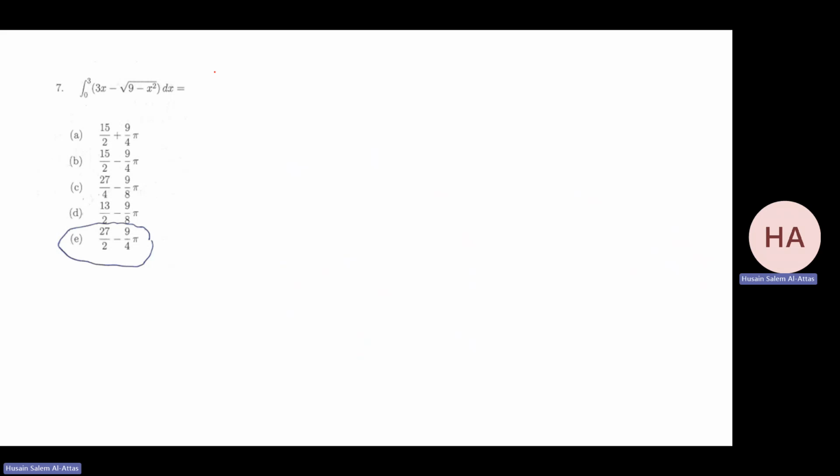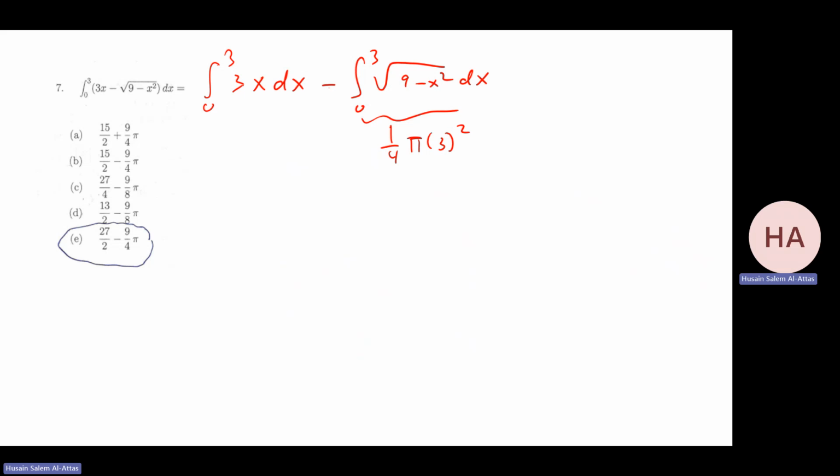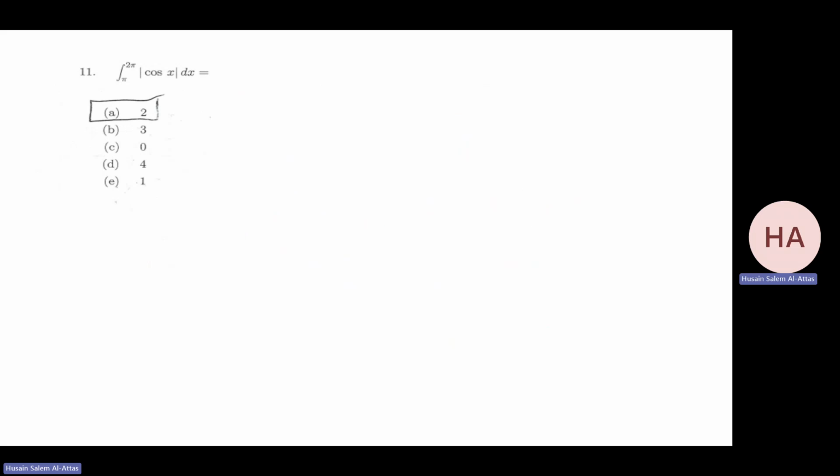This one, I can split it. 0 to 3, 3x dx, minus 0 to 3, square root 9 minus x squared dx. This is quarter circle, 1 over 4 pi times 3 squared. This one, we do the calculation. So this integral will be what? 3x squared over 2 from 0 to 3 minus 9 over 4 pi. This one is what? 27 over 2 minus 9 by 4 pi. Which is this.